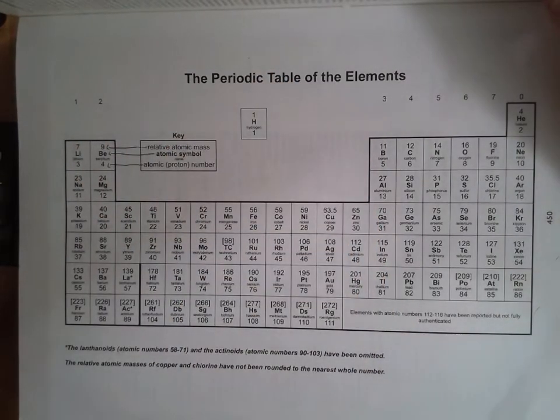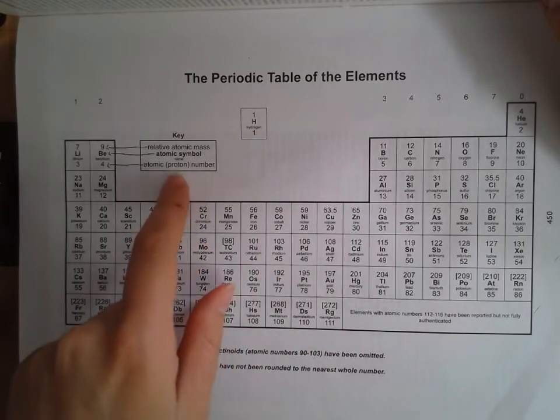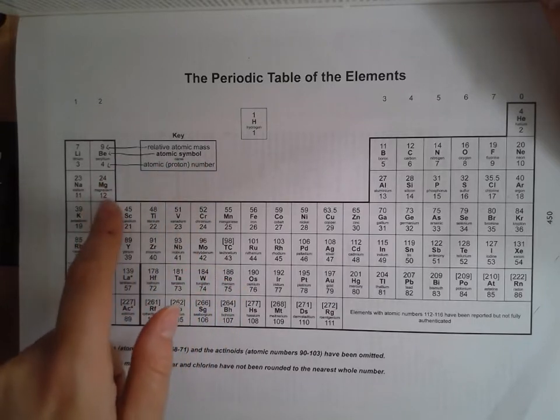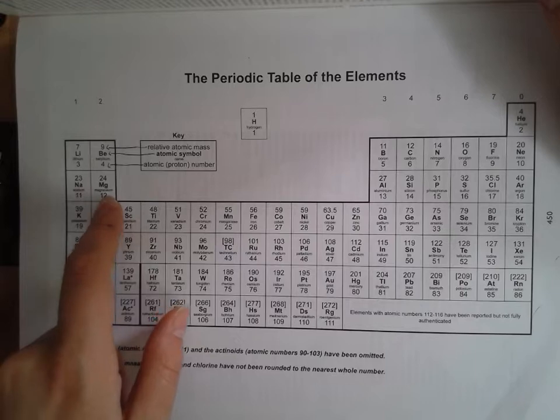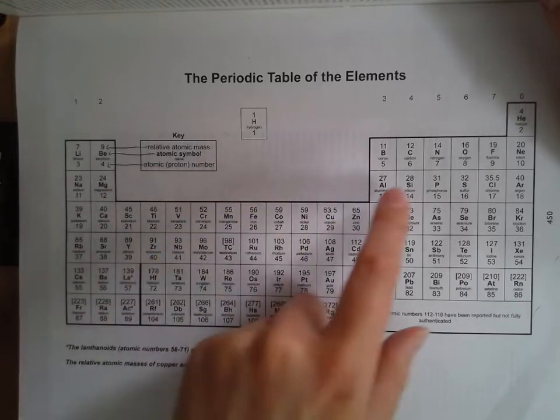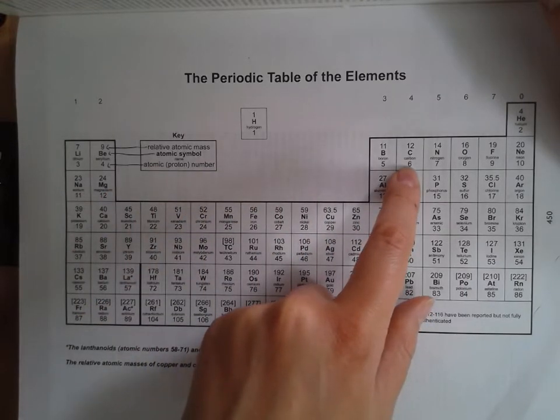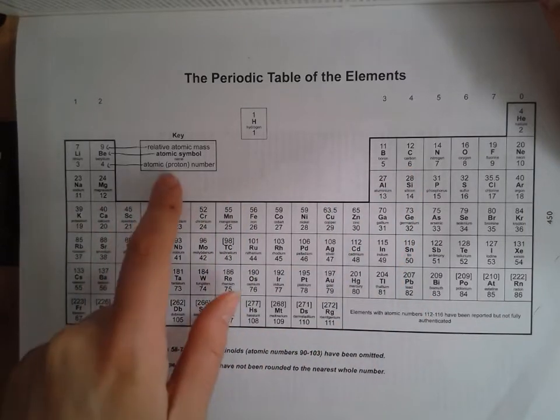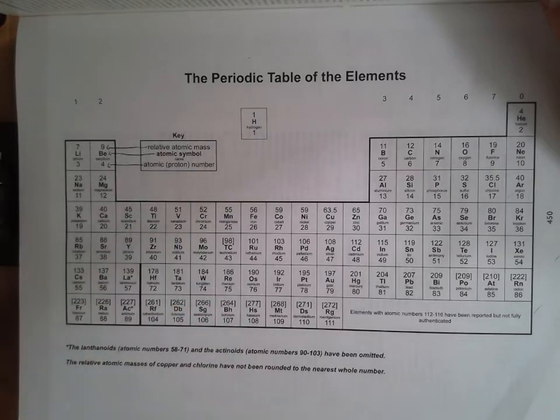number of protons. Okay, so you could get a question asking, what is the atomic number of magnesium? And by using your key, you'll see the atomic number is the bottom number, and the bottom number for magnesium is 12. What is the atomic number of carbon? 6. What is the atomic number of potassium? 19. Okay, so the atomic number is the bottom number, and it tells you that on your key.